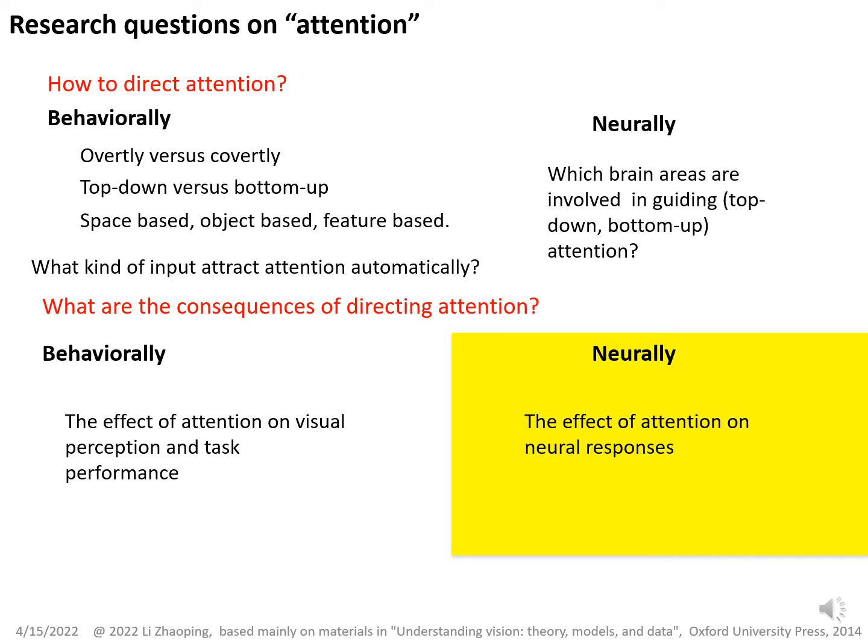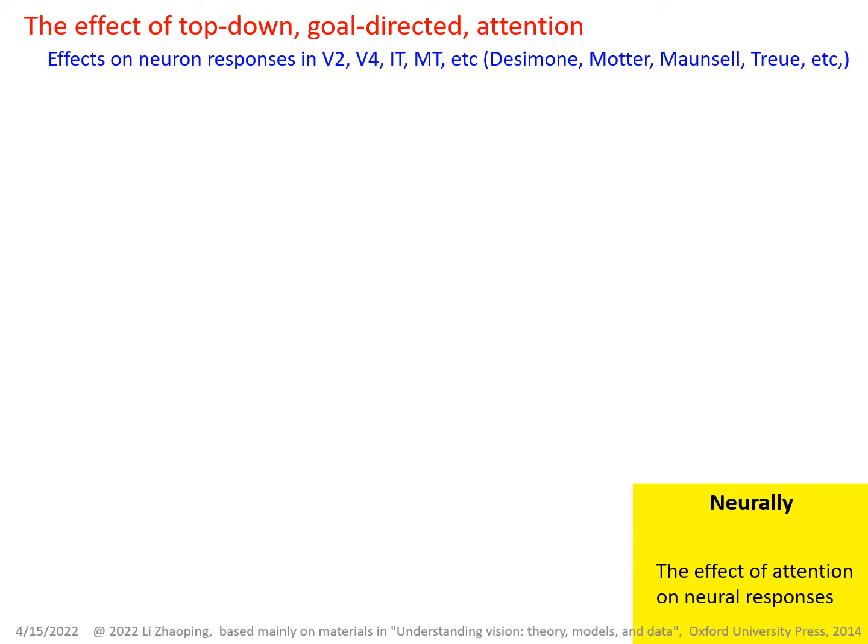Now let's look at the effects of attention on neural activities. These effects are mostly studied under top-down attention, and they are observed in neural activities in extrastriate cortices like V2, V4, IT, and MT. And these effects in V1 are relatively weaker or non-existent.